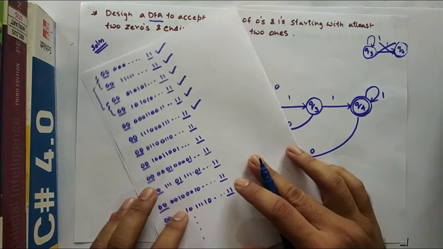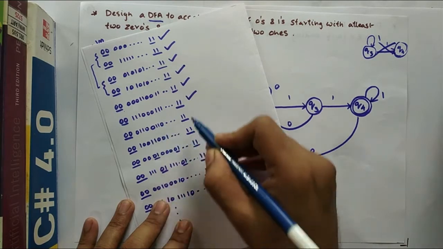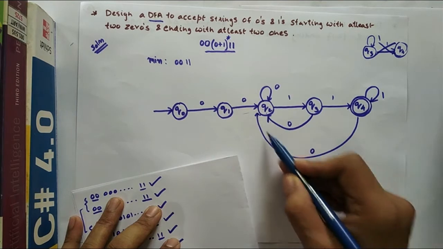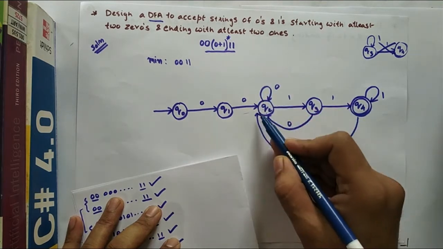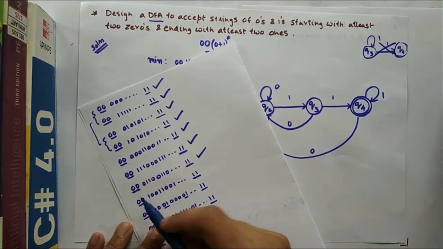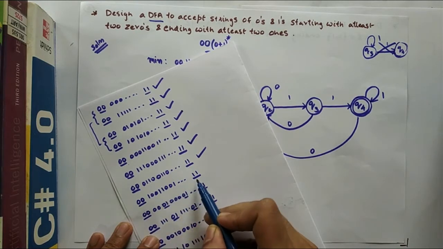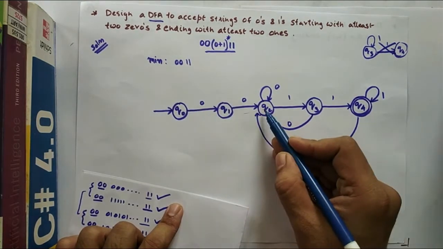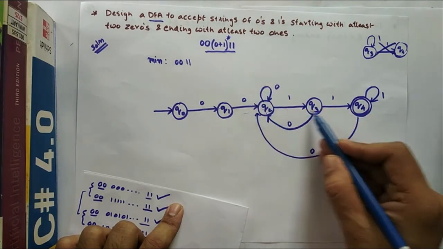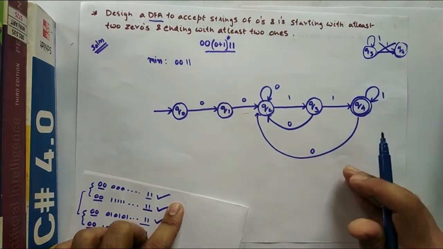Okay, next input string is 0 0, then 0 1 1 0, 0 1 1 0, ending with 1 1. 0 0, 0 1 1 0, 0 1 1 0, 0 1 1 0. It can go on ending with 1 1, accepted. 0 0, then 1 0 0 1, 1 0 0 1, and so on, ending with 1 1, accepted.